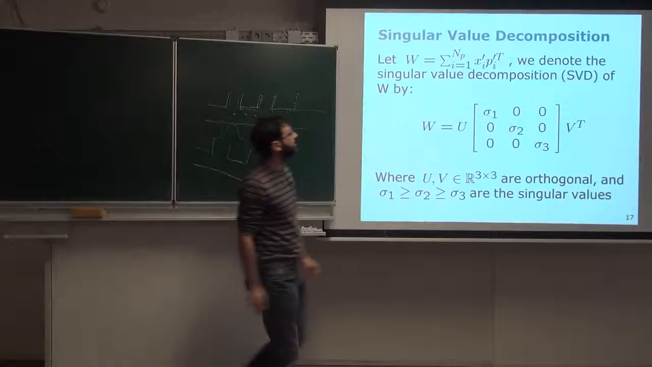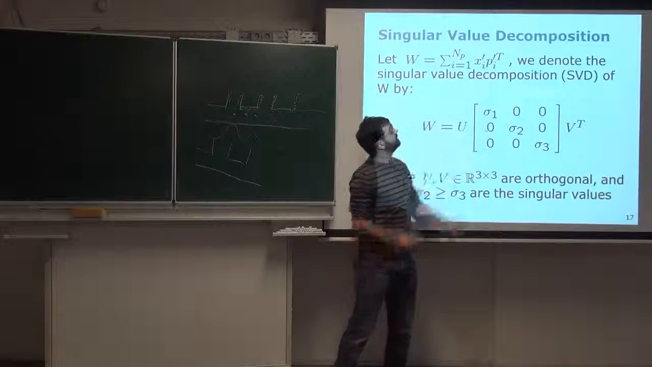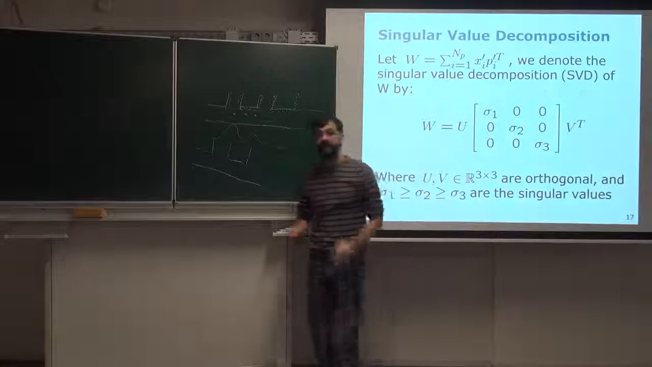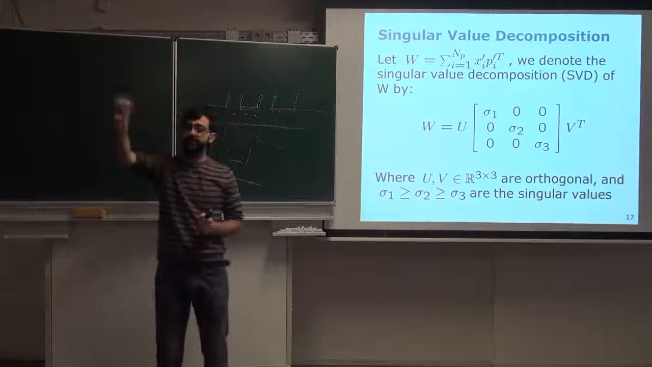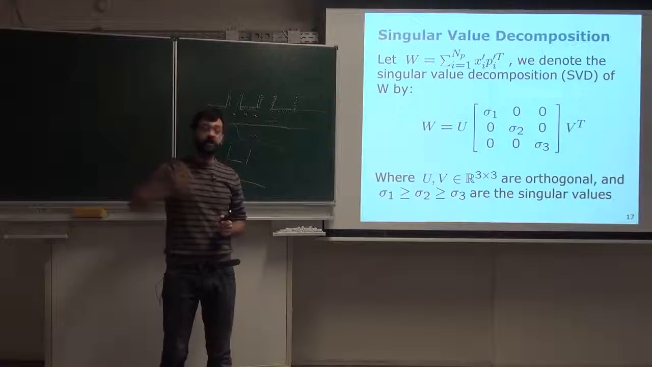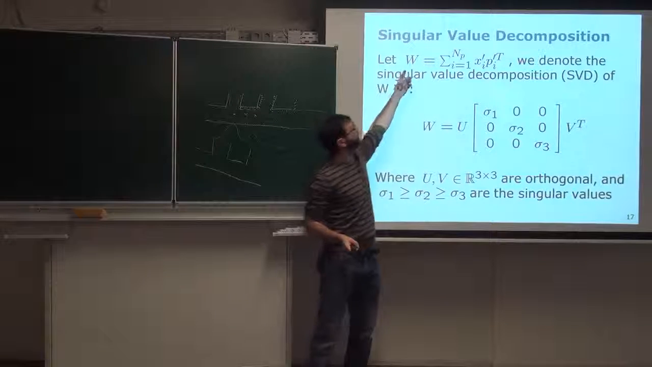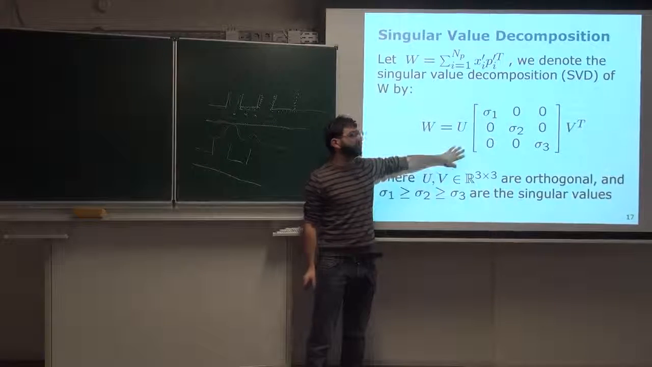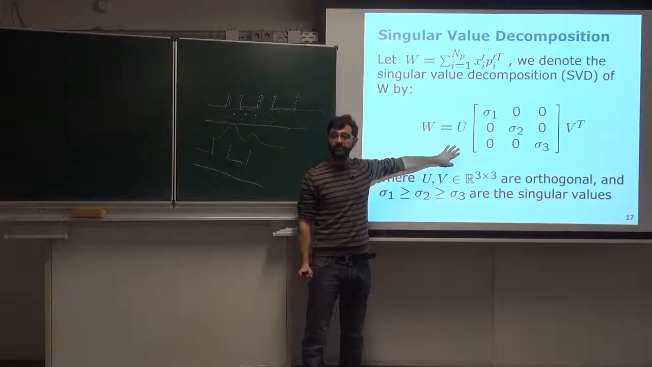Once you have the center of mass, you can compute this. This x prime and p prime are the offset of each point with respect to the center of mass. You build this W matrix, and you do a singular value decomposition of the W matrix. Okay?